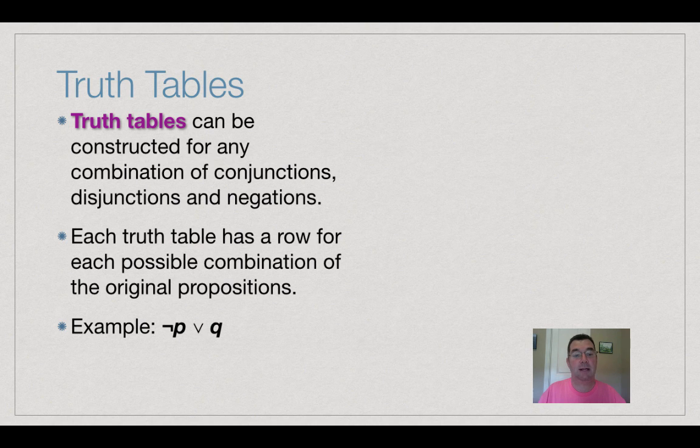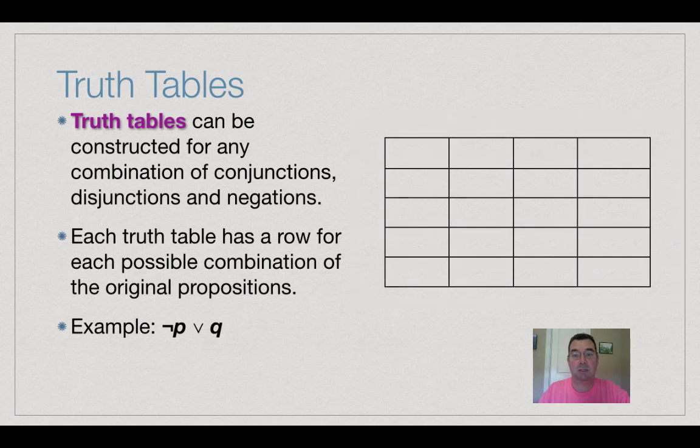So let's talk about not P or Q. I want to see when that is true and when that is false. So here's my truth table. I'm going to put P in this column. I'm going to put Q in this column, not P in this column, and then I'm going to do my final one, not P or Q in this one.